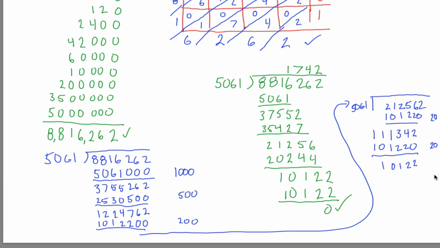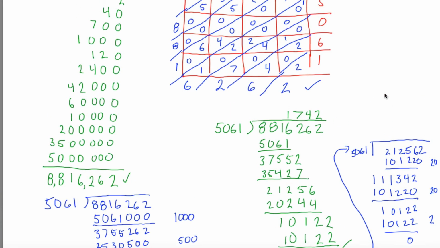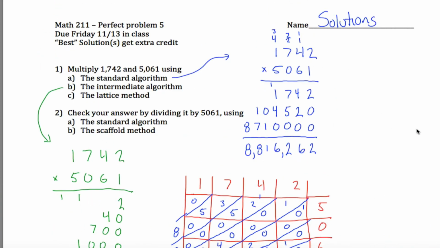You're like, hey, I recognize that number. That's exactly two of these things. 1, 0, 1, 2, 2. I'm left with 0. So now what I have to do is sum up all these numbers. 1,000 plus 500 plus 200 plus 20 plus 20 plus 2. So I get 1,742, which is exactly what I got here, which is what I was supposed to get. God, that was miserable. That's the end of this.